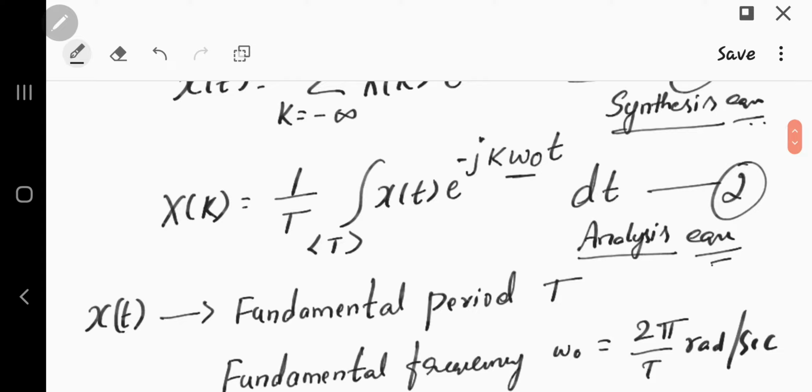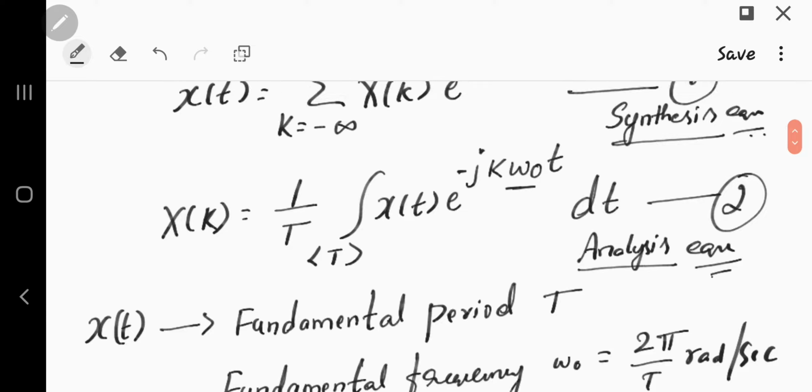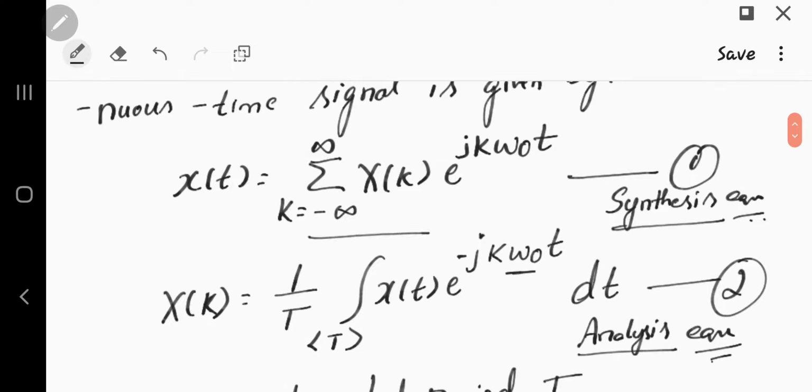Now what is the difference between these two? The synthesis equation creates a continuous periodic signal with the fundamental frequency f. How is it done? It is done by adding cosine and sine waves. The scaled versions of cosine and sine waves are added together with frequencies like f, 2f, 3f, 4f, etc. You can see we are using a summation here, and this creates a continuous periodic signal. That is what we call the synthesis equation.